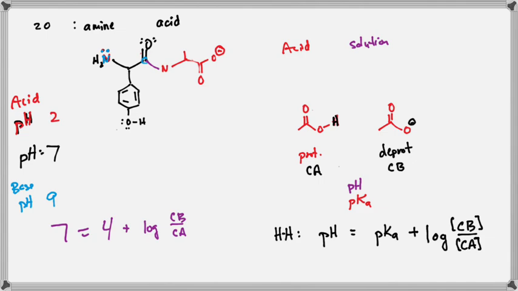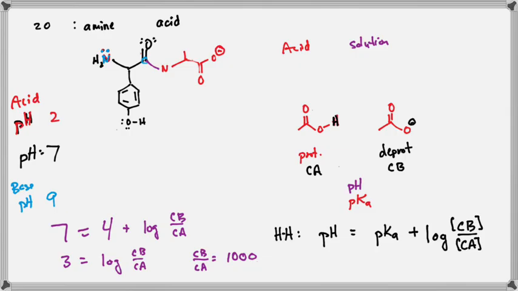We do some math. 3 equals log of conjugate base over conjugate acid, right? Then what do we do? The ratio of our conjugate base over our conjugate acid is 10 to the third power. 10 to the third power is 1,000.